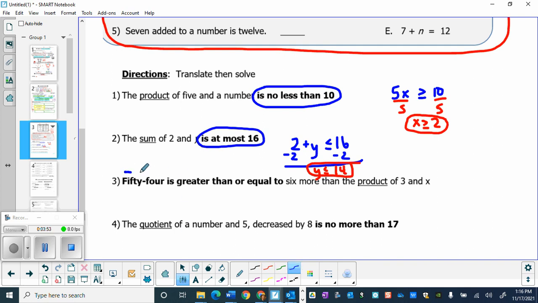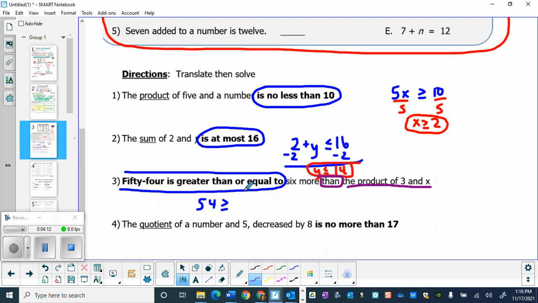All right, 54 is greater than or equal to. So the 54 is greater than or equal to. Now we have 6 more than the product of 3 and x. We do have a than. So the product of 3 and x needs to come first. Now show me 6 more than that.